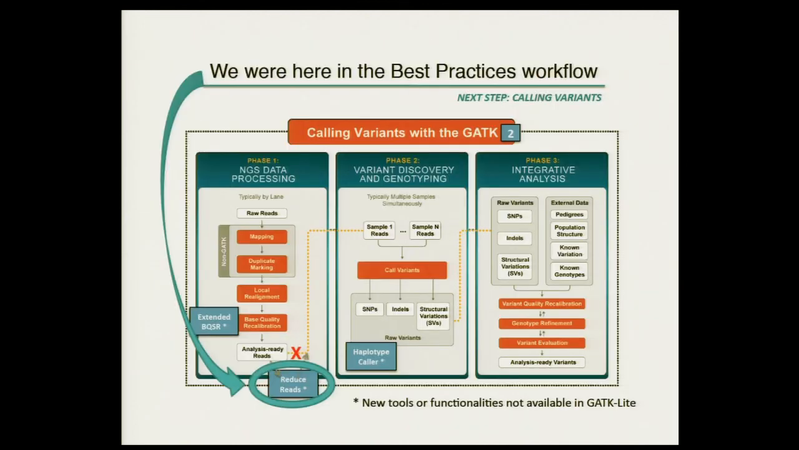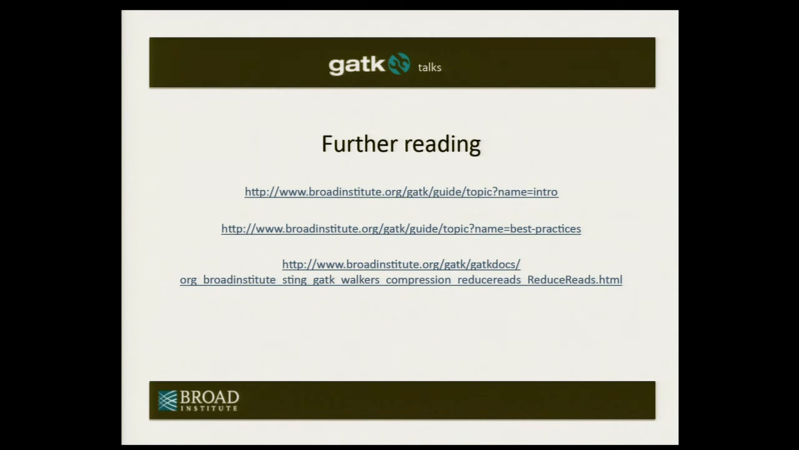I think this is where we are now with reduced reads, and I believe the next talks will be dealing with the variant discovery and genotyping. I am happy to take any questions. Yes? What do you do with mate pairs?